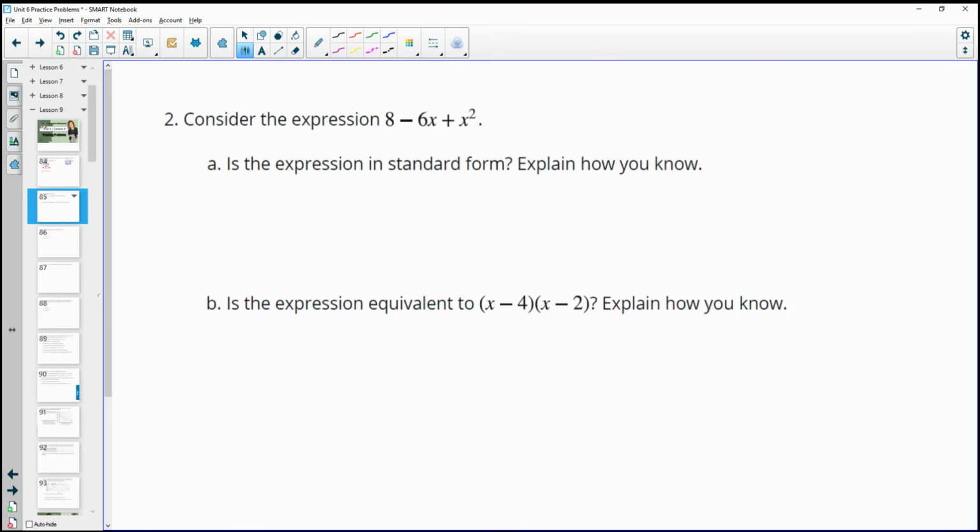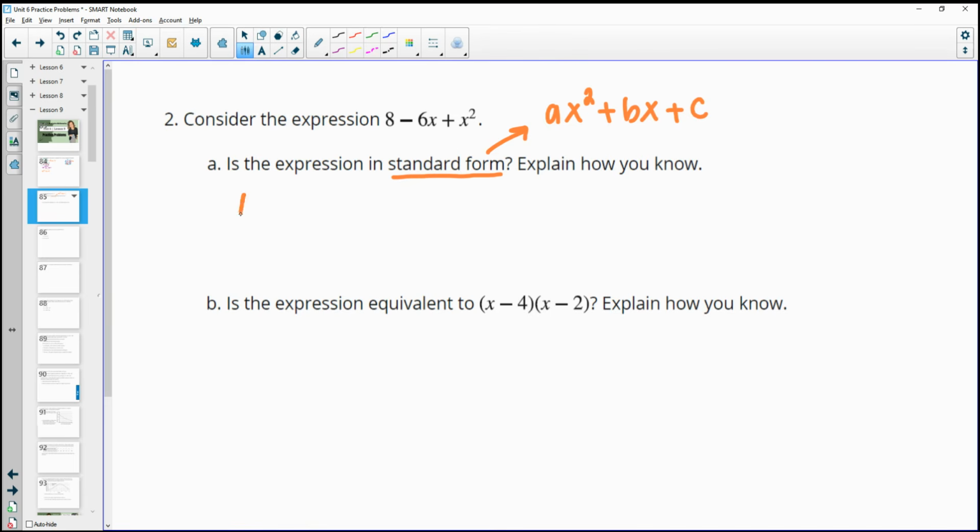Number 2, consider the expression 8 minus 6x plus x squared. Is the expression in standard form? So remember, standard form means that you need to have the highest exponent of the x first. So when we're talking about quadratics, your x squared term needs to come first. So I'm just going to say a in general. So ax squared, then any x terms that you have, so plus bx, plus any constants that you have that don't have variables. So we need the x squared, then the x, then the constants.